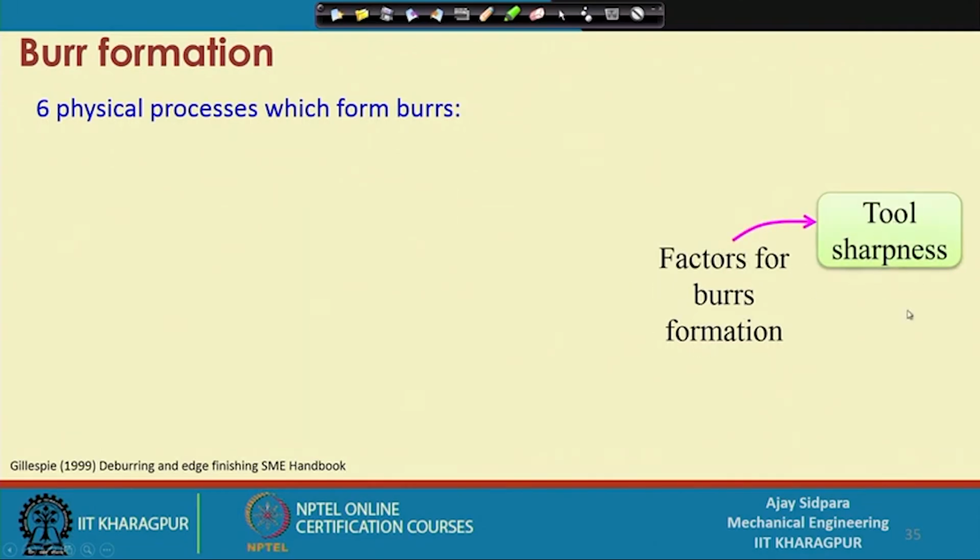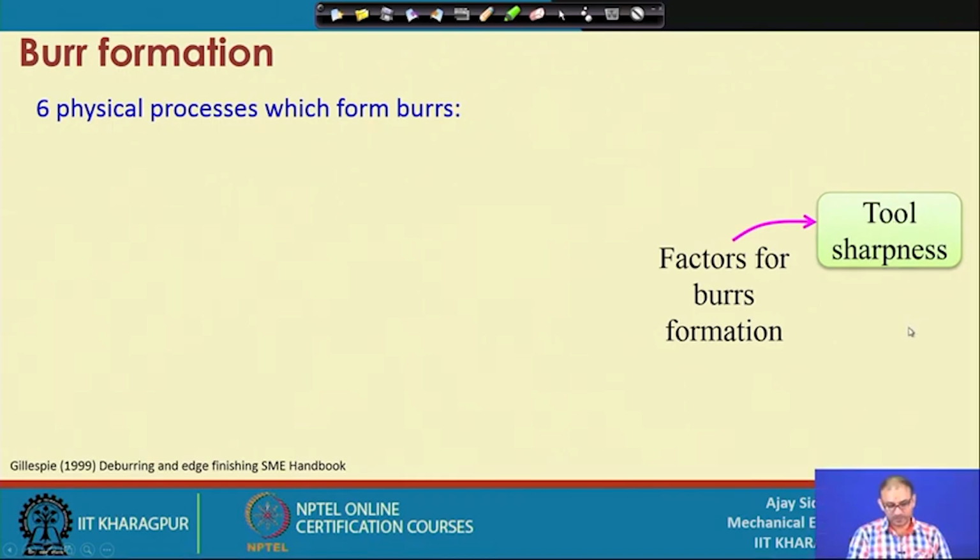One is the tool sharpness, which plays an important role, because if you are machining with a blunt tool at that time, we know that your cutting edge radius is very large compared to the uncut chip thickness, and that is the reason you are not able to remove material very cleanly, and you end up with the rubbing and the plowing mechanism which we have discussed some time back.